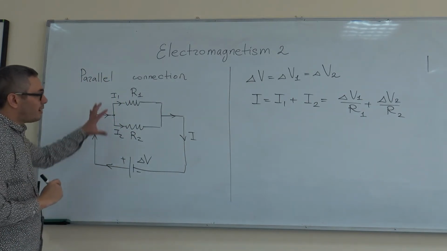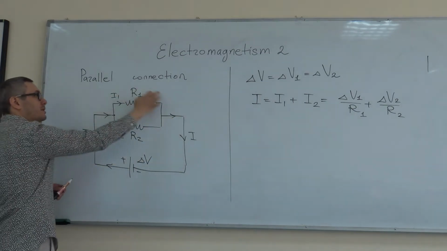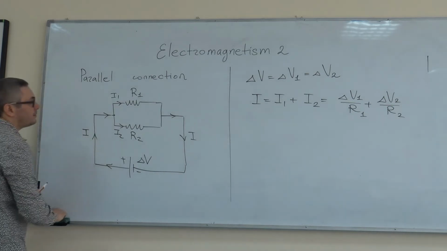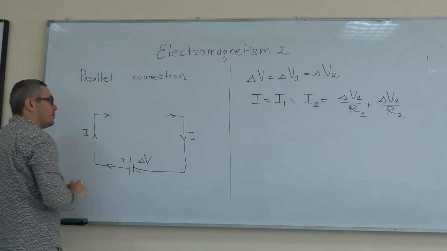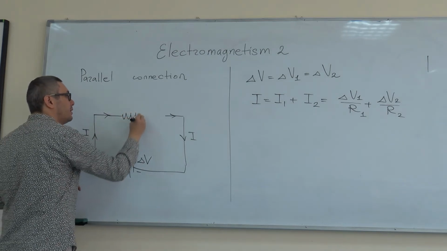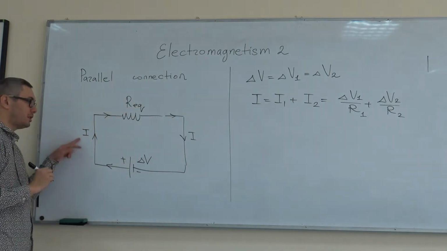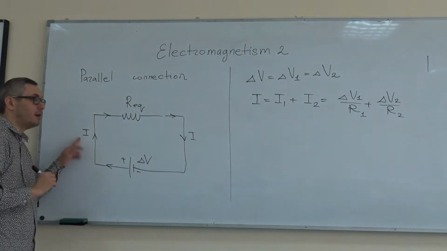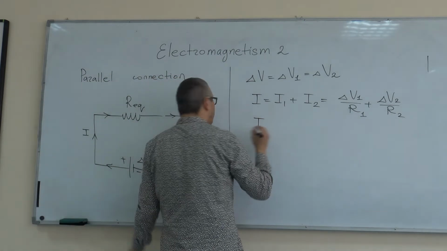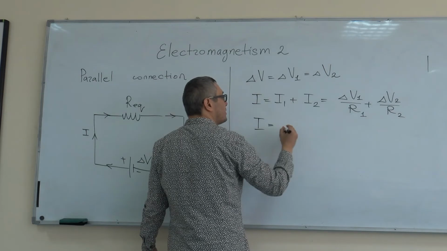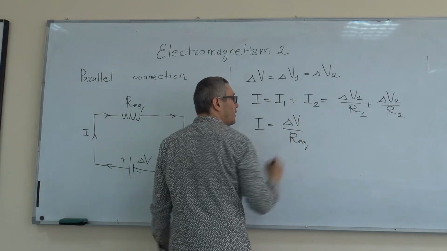Then, now we want to change this combination of resistors by one single resistor. Okay, so now I'm changing this by one single resistor, which I'm going to call R equivalent, such that it drives the same amount of current. Again, using Ohm's law, we can see that if the current is the same, so I is equal to delta V over R equivalent.